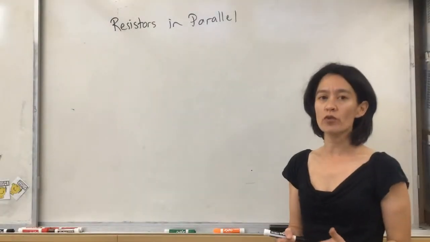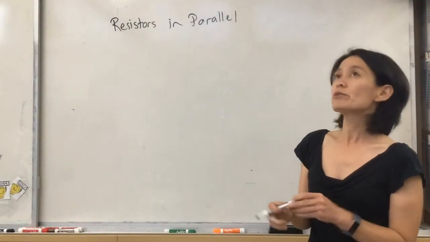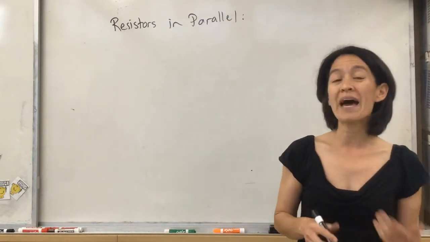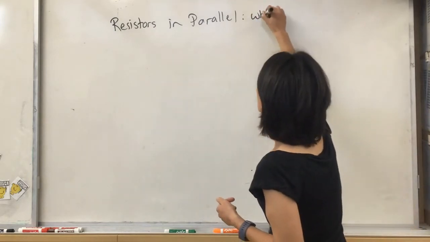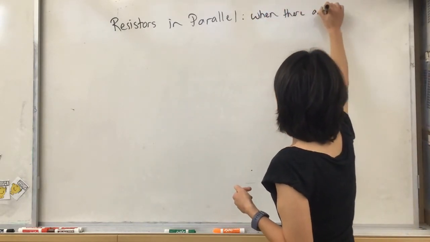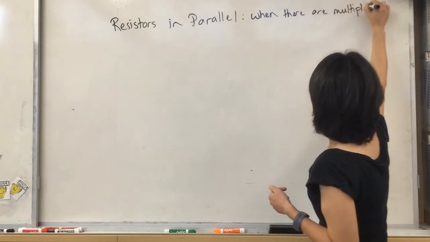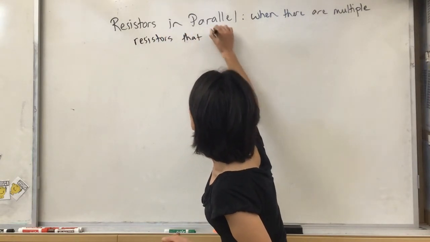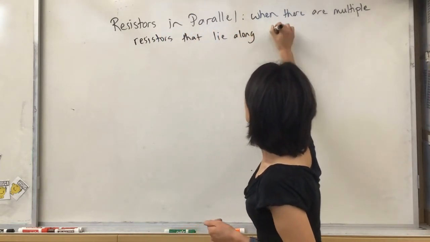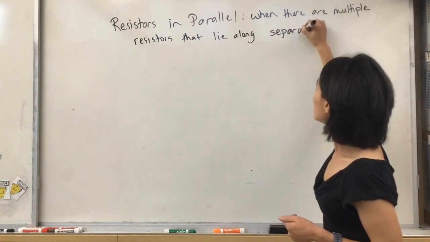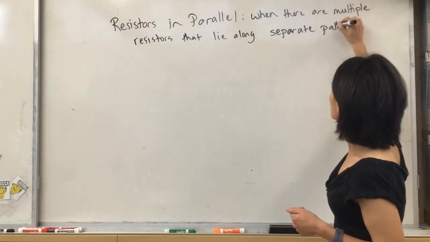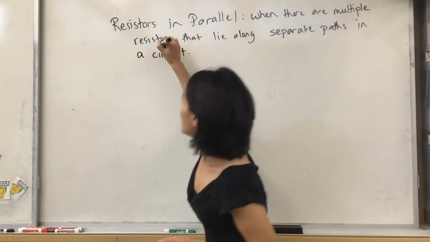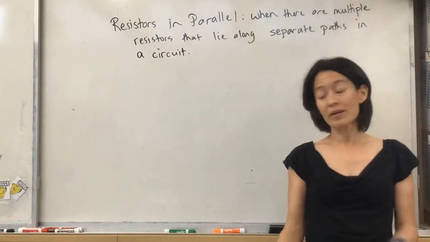Okay, so this video is meant to go over the concept of resistors in parallel. Resistors are in parallel when there are multiple resistors that lie along separate paths in a circuit. So in this one, the current can split up and go down different pathways.